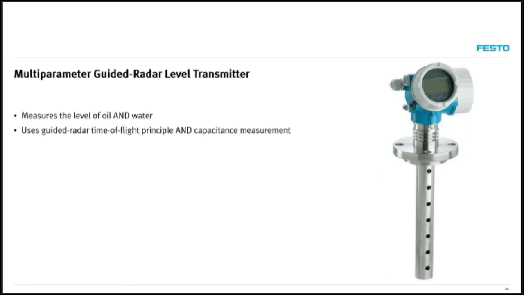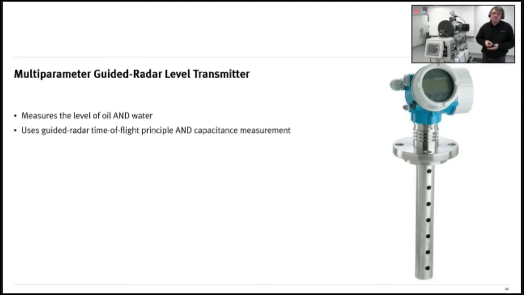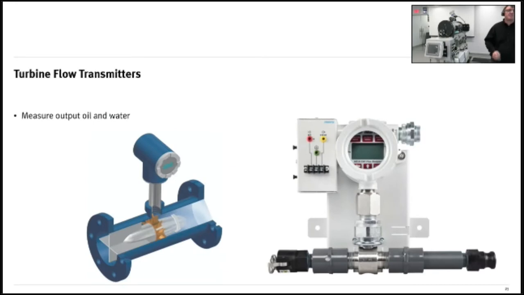Okay, so we have the radar level transmitter. This one, as I told you, is going to measure the level of the oil and the water using the time-of-flight principle. So basically it's the same as the standard radar. It sends a pulse and receives two echoes back. The difference of time between the two echoes is basically the difference in level of the two surfaces.